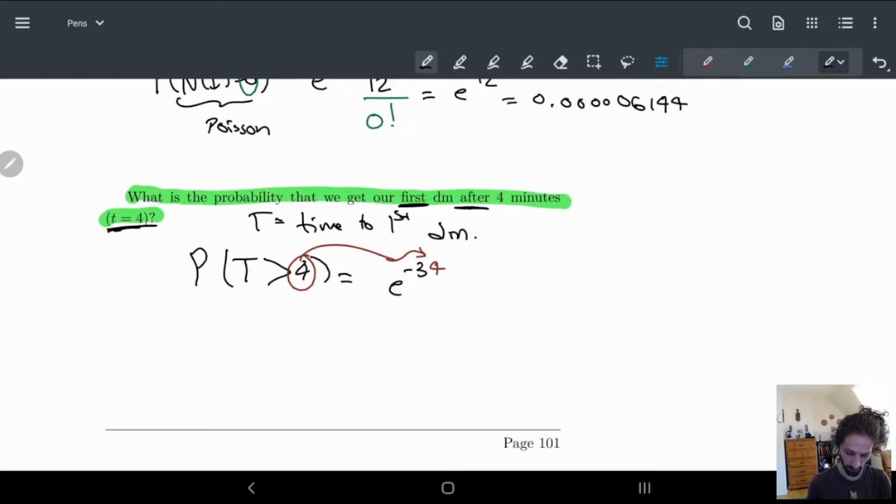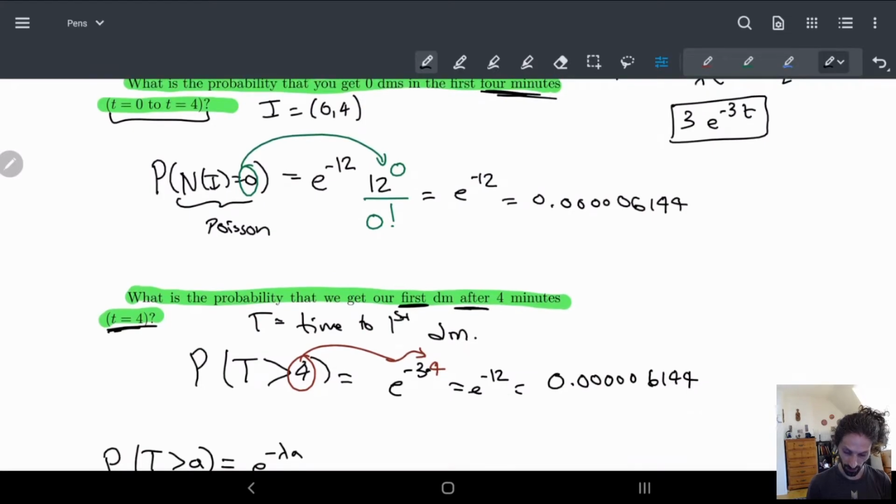The formula here, remember, is P of t greater than a, and here my brain was not working, is equal to e to the minus lambda a, right? So here we just plug in a. So it's minus 3 times 4, so it's e to the minus 12, which is also 0.000006144. And if you notice, these two are identical. Same.